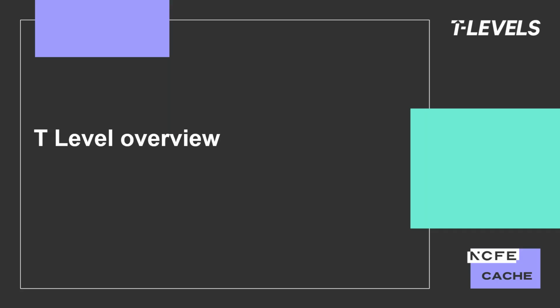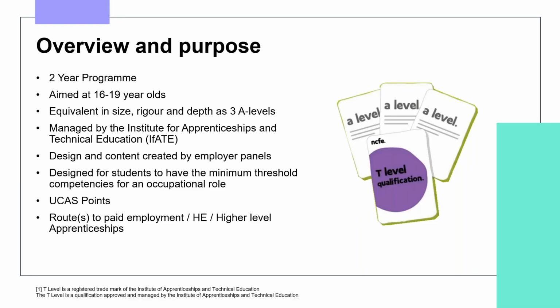But we're going to begin with just a brief overview of the T-level and the assessments therein. For more comprehensive information, do please see one of our onboarding webinars. So what is a T-level? A T-level is a level 3 2-year program aimed at 16 to 19-year-olds. And they are equivalent in size, depth, and rigor to 3 A-levels, and they do attract UCAS points.